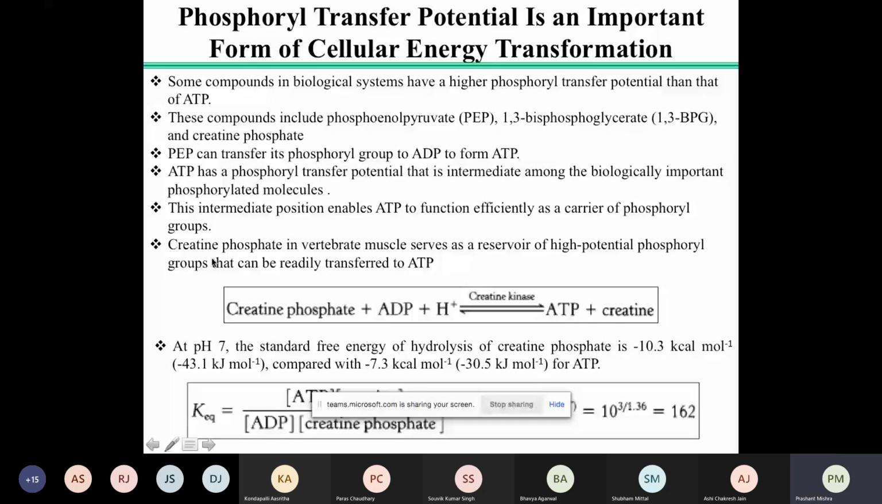Now, molecules like creatine phosphate have a much higher energy or much higher delta G value, so they can transfer their phosphoryl group to ADP so that ATP can be synthesized. All these reactions are driven by chemical equilibrium, because the concentrations of ATP, ADP and creatine phosphate drive the reaction.